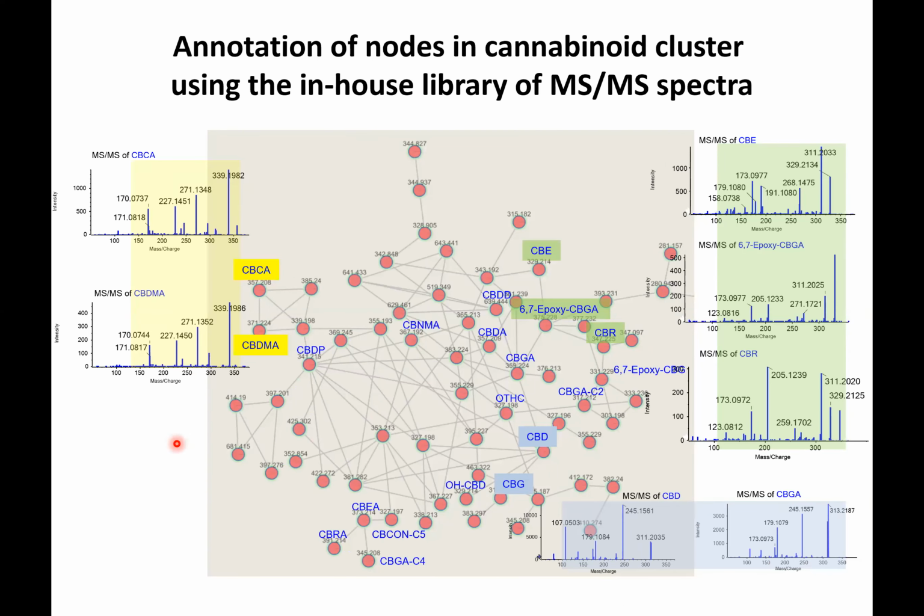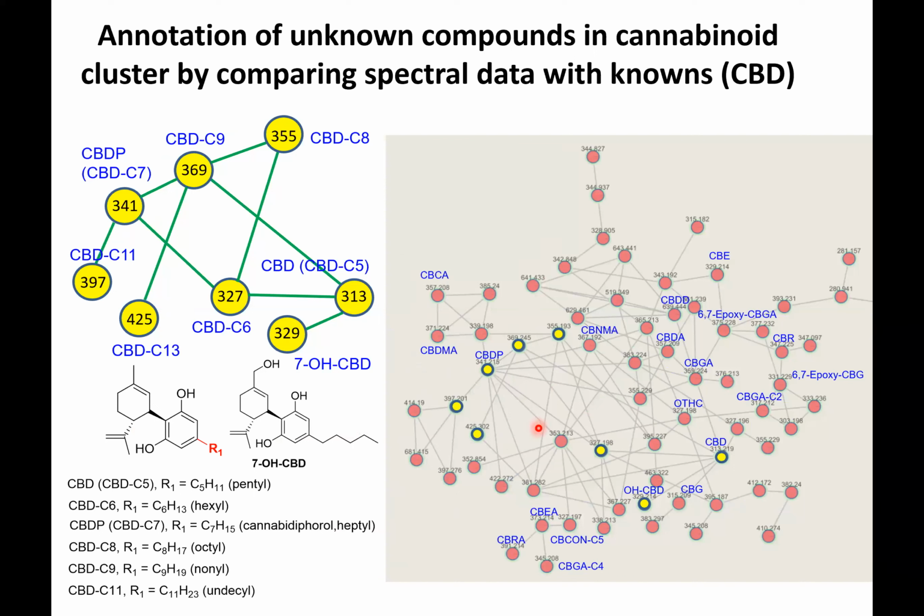Now, here is again the annotation with all of the MSMS spectra. You can see CBD is here, CBG is over there, and then on the other side, CBCA. Now, you get the gist that many we can already annotate, but there are still many compounds in the inner core that we do not know at this point in time. And that's when we look at the connections of these unknowns with the known ones, and I have made these yellow so that we lift them out.